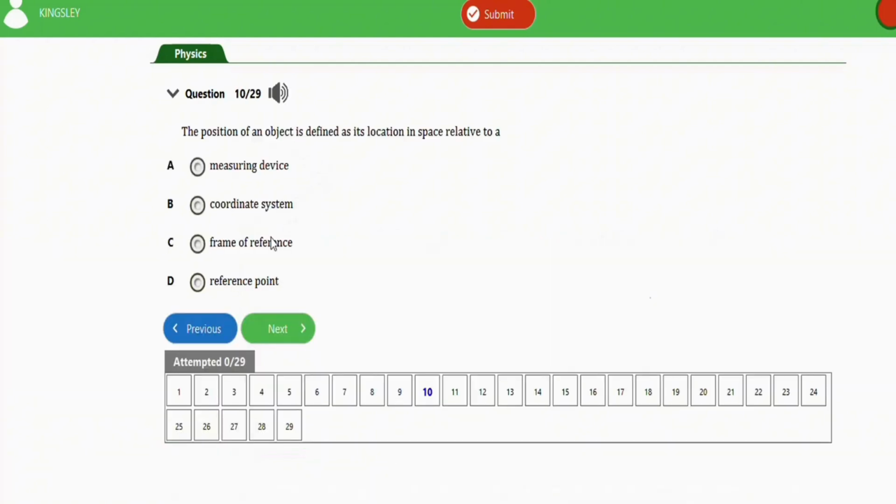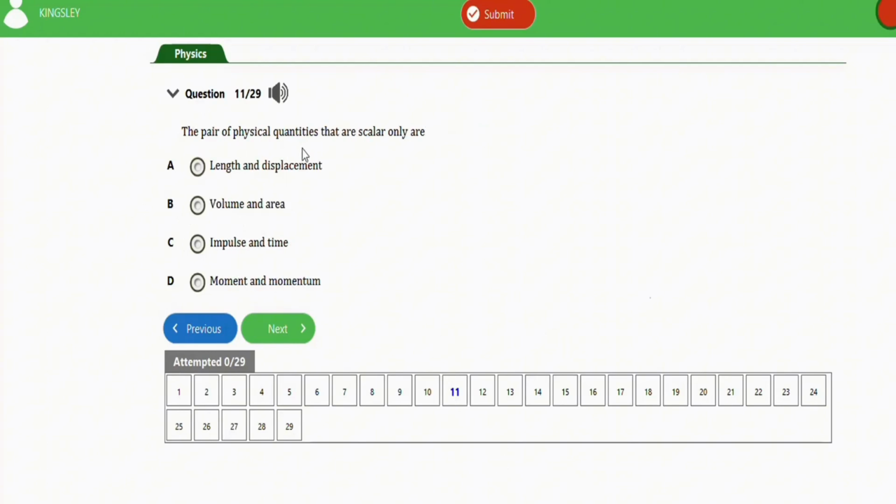It says, the position of an object is defined as its location in space relative to a measuring device, coordinate system, frame of reference, reference point. So the correct option is frame of reference. Alright, so that's it for this question. Next one will be this one.